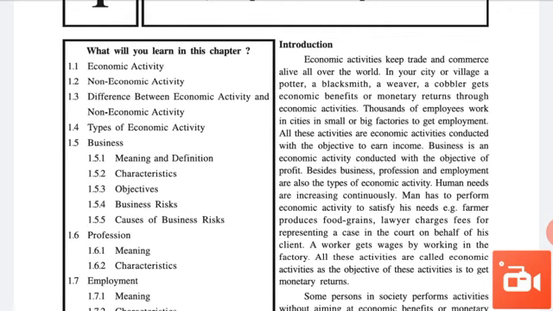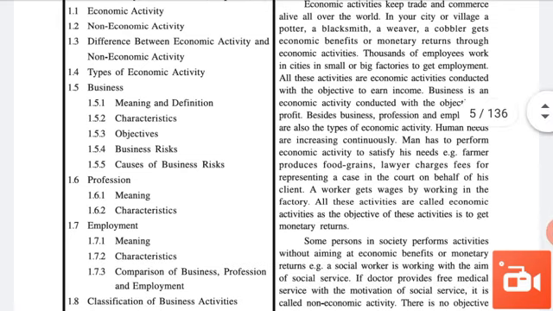Human needs are increasing continuously. Man has to perform economic activity to satisfy his needs. For example, a farmer produces food grain, a lawyer charges fees for representing a case in court on behalf of his client, and a worker gets wages by working in the factory. So all these activities are called economic activities. Underline the examples: first one, farmer produces food grain, then lawyer, then worker. So all these activities are called economic activity, as the objective of these activities is to get monetary returns.